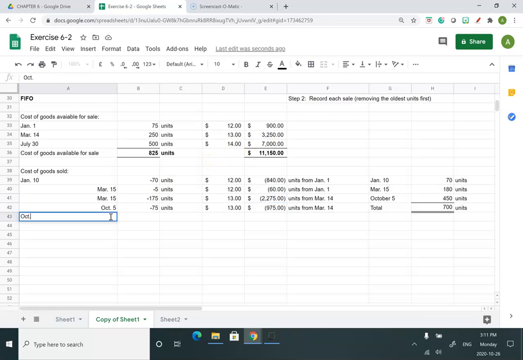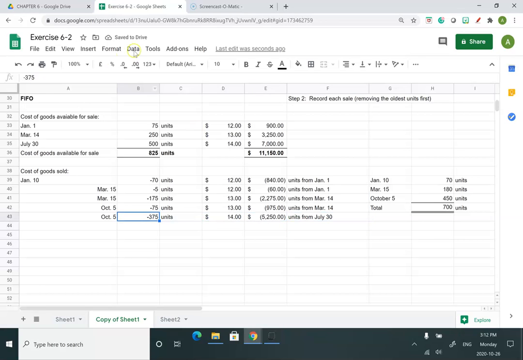That means the remaining units, so that's 450. Let's see here, 450, and I already removed 75 units. So I have 375 units left. So I'm going to remove 375 units from my July 30th purchase. So do 375 times 14, and these are units from the July 30th purchase.